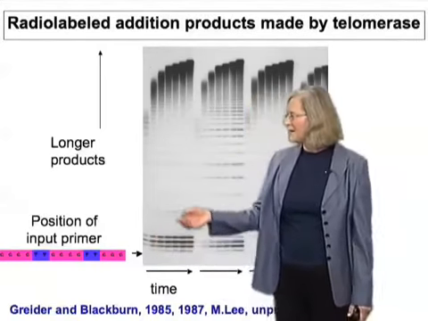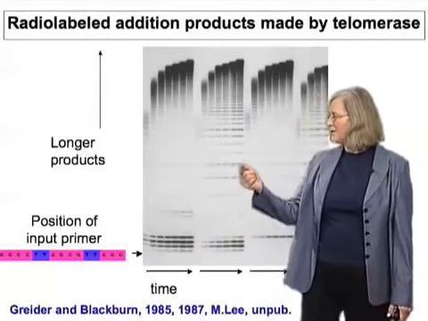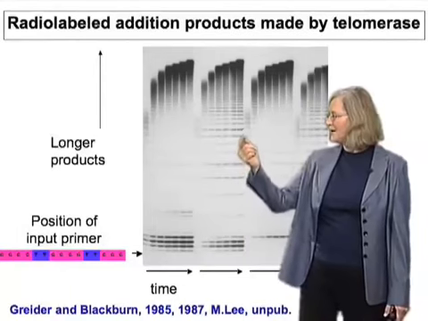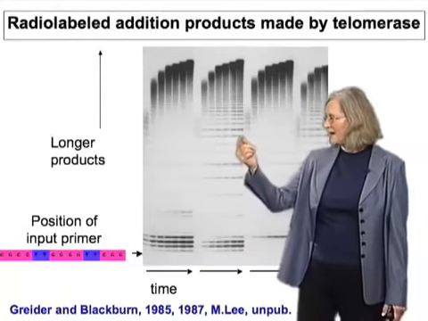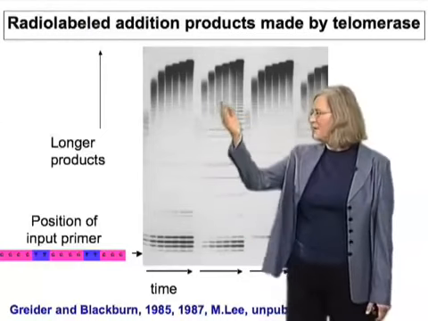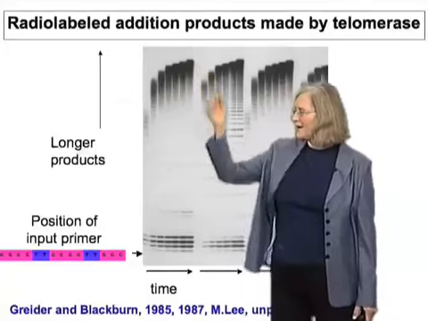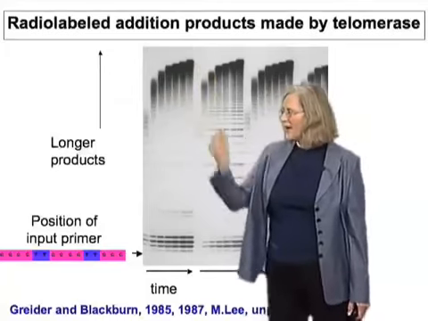And what you can see is that there is a kind of a striped pattern. Every 6 nucleotides, there was a pause in the addition, and so you could see a pattern of 6 nucleotides being added. And you could see more and more repeats, as shown by the bands getting higher and higher and higher, being added with time.